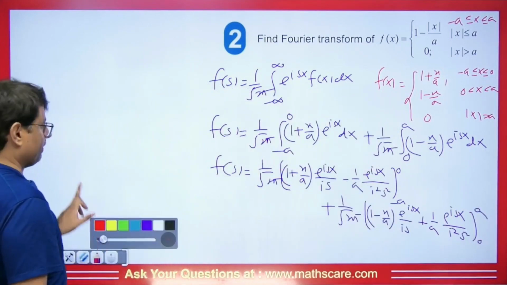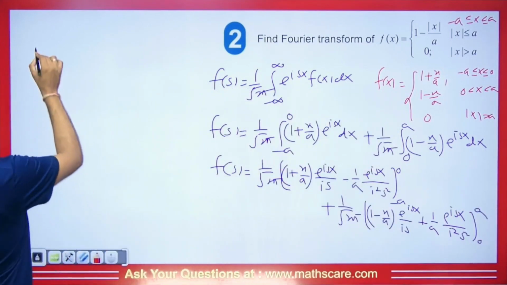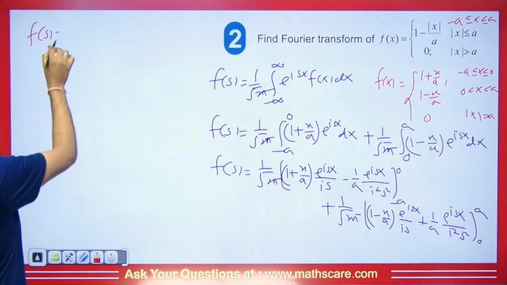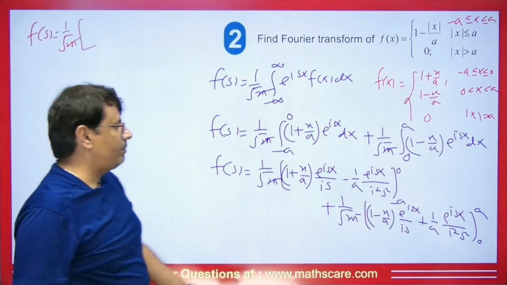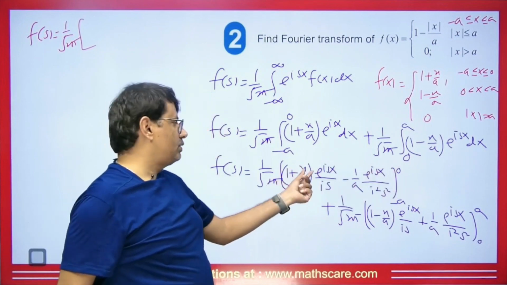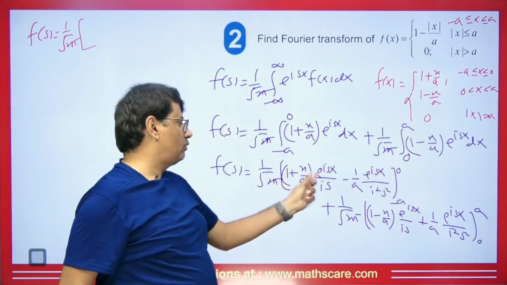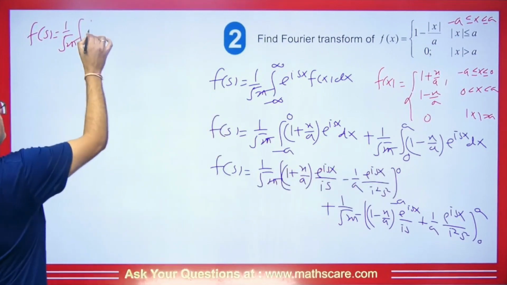So when we apply the limit here, what will we get? First of all, we will get 1 upon the square root of 2 pi here. We will replace x with 0, so x becomes 0 and e to the power 0 is 1. So we will get 1 upon iota s.